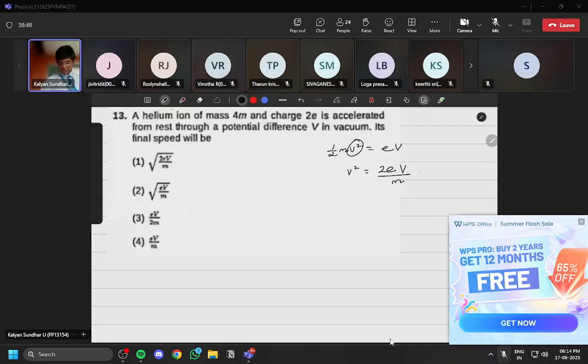Right, the charge is given: 2 into charge is 2e, the potential stays the same. Mass is 4m, so the 4 and 4 will cancel out. So v will be equal to the square root of eV by m. Option 2 is the right answer.